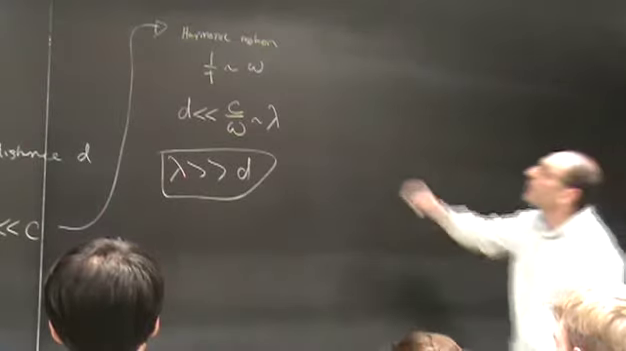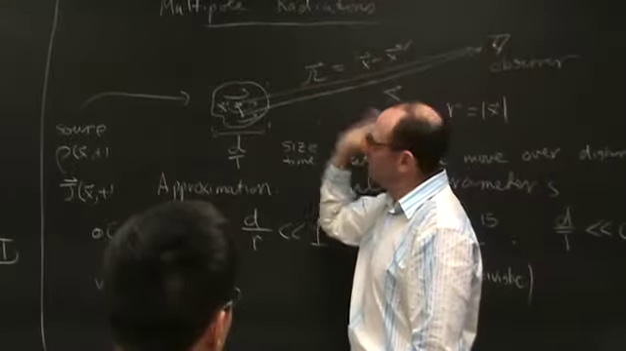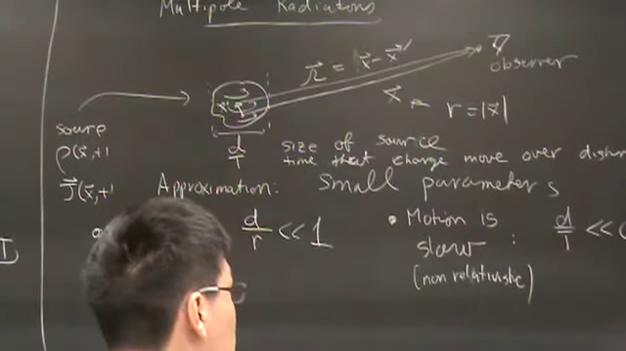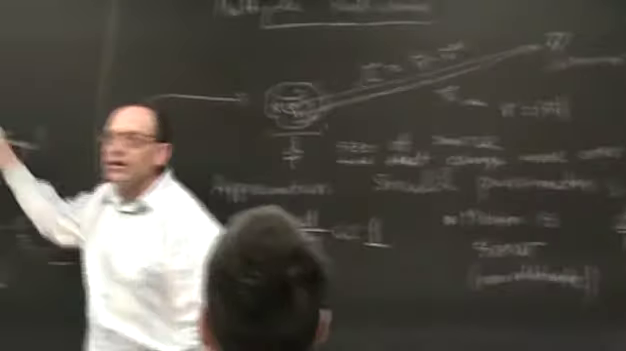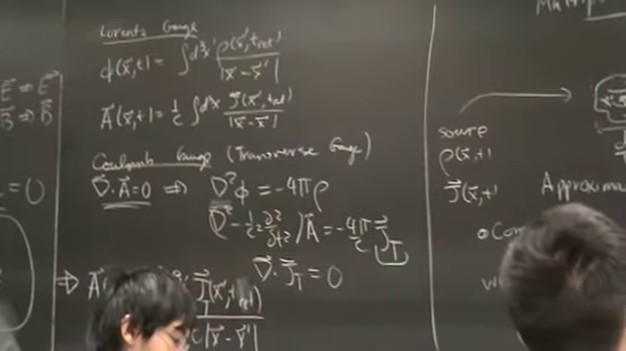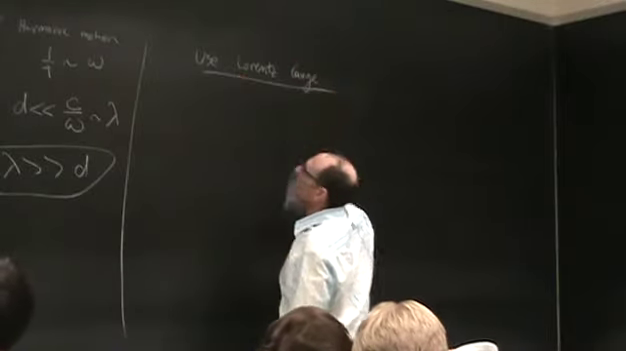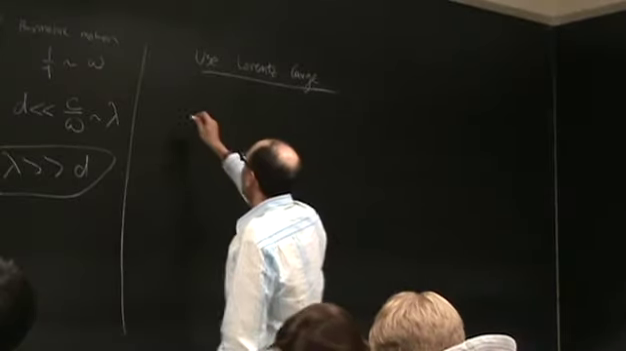All right, so those are the approximations we're going to make, which are useful in a multitude of contexts. Now we want to use them to do a multipole expansion of our potential. So we're going to look at the Lorentz gauge solutions. For the moment, let's use the Lorentz gauge.